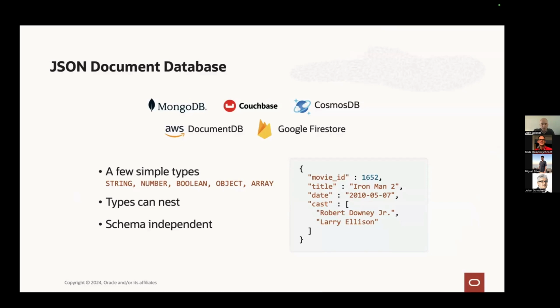The other notable characteristic here is that it's self-contained. What this means is you don't need a separate schema defined somewhere in order to read the data. The example on this slide contains a JSON object representing a movie, Iron Man. It has attributes like the title, date, cast, and so on of this movie.